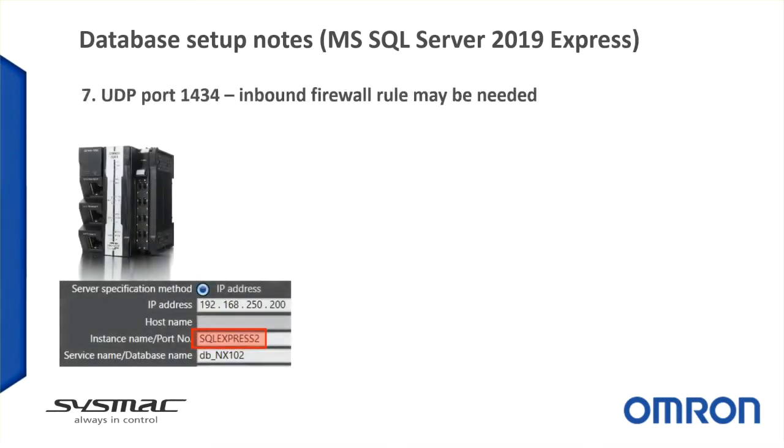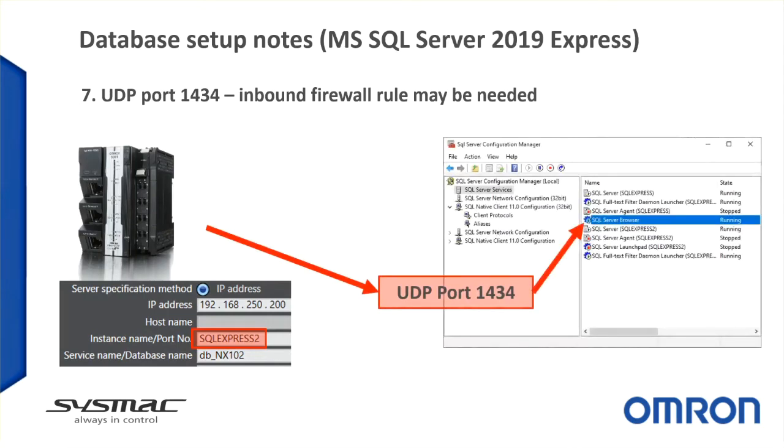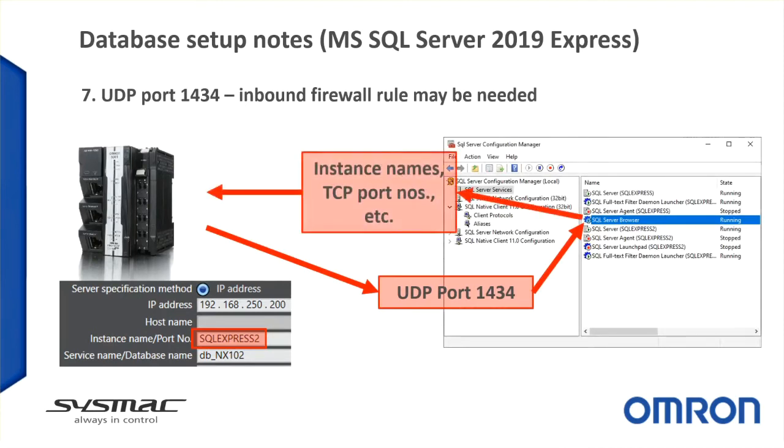In addition, when a named instance is used, on attempting to connect with the database, the NX102 will send a message to UDP port 1434. The SQL Server browser listens on that port and will respond back with SQL Server instance names and TCP port numbers. This data is then used by the NX102 to connect to the required SQL Server instance. For this reason, you may need to make a firewall rule to allow inbound traffic to UDP port 1434. Note with this example, I have two instances installed, SQL Express and SQL Express 2. For this video, I'll be using the SQL Express 2 instance.